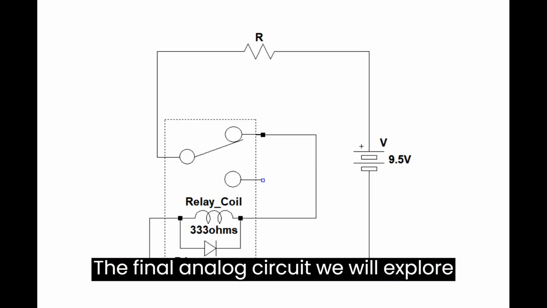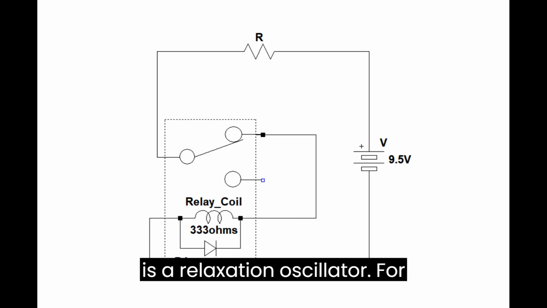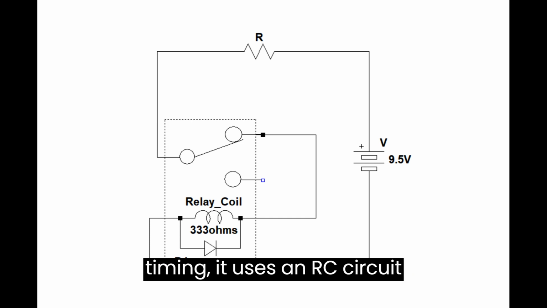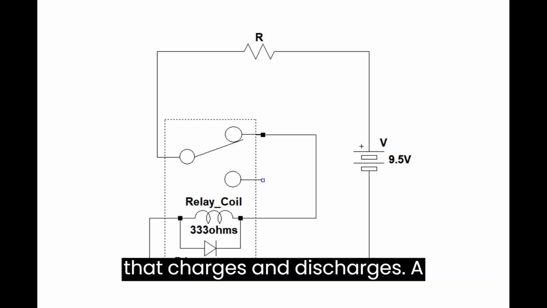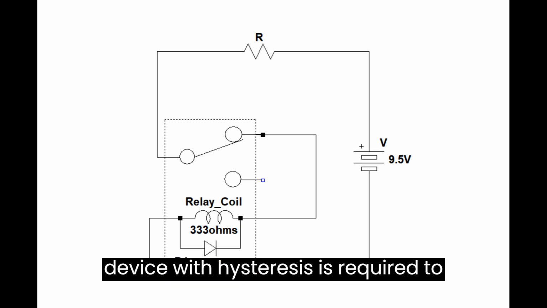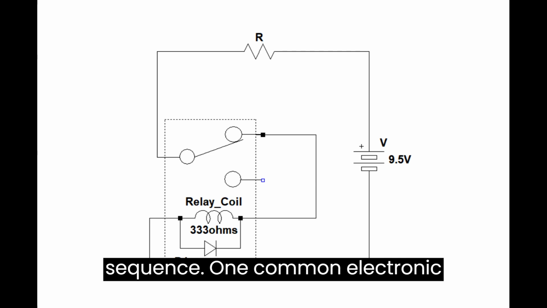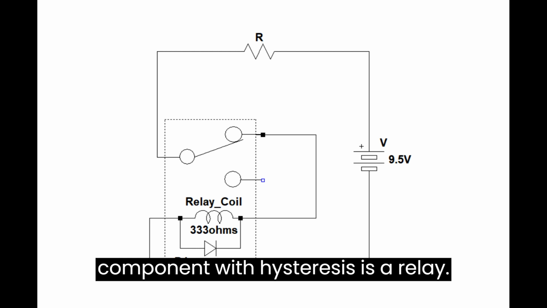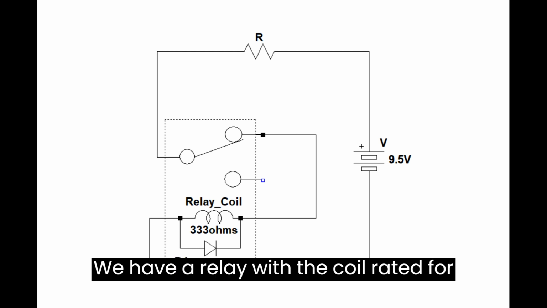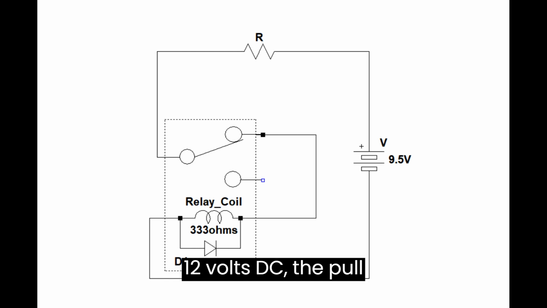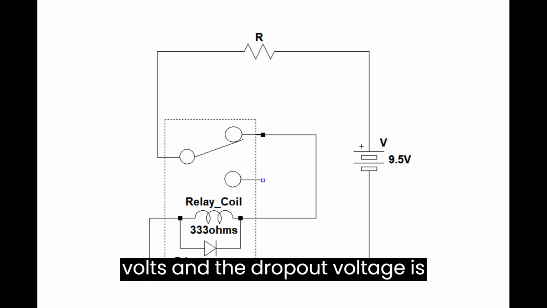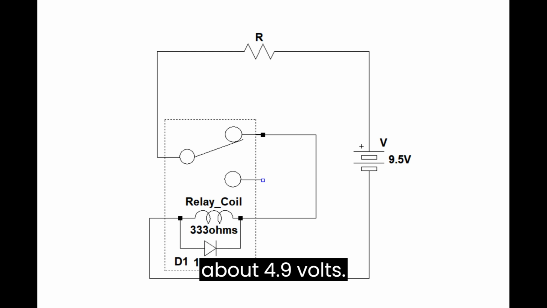The final analog circuit we will explore is a relaxation oscillator. For timing, it uses an RC circuit that charges and discharges. A device with hysteresis is required to control the charge-discharge sequence. One common electronic component with hysteresis is a relay. We have a relay with a coil rated for 12 volts DC. The pull-in voltage is about 6.1 volts, and the dropout voltage is about 4.9 volts.